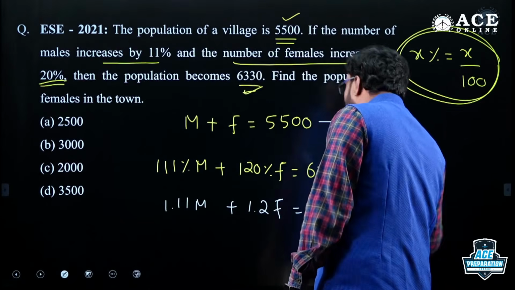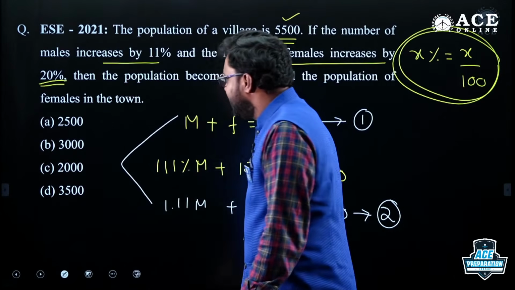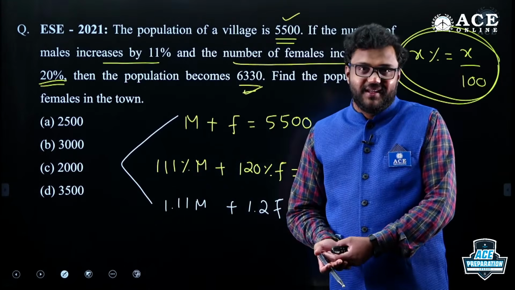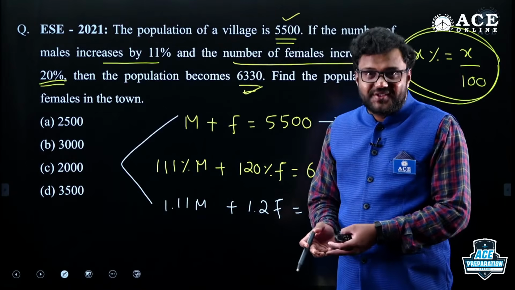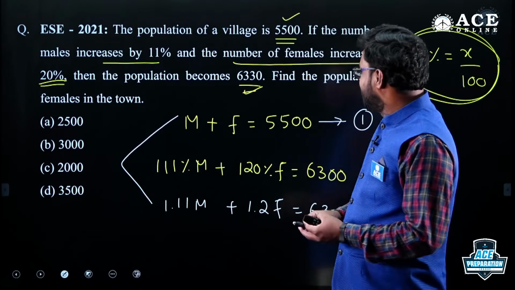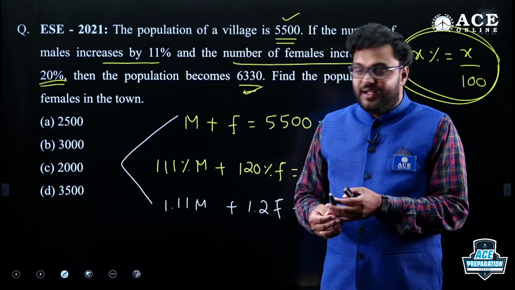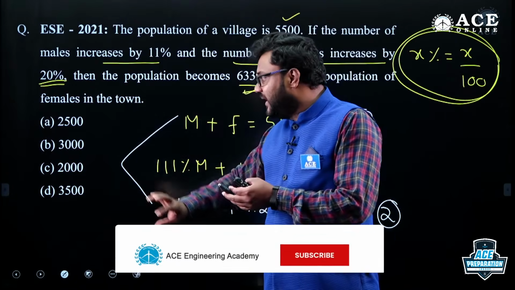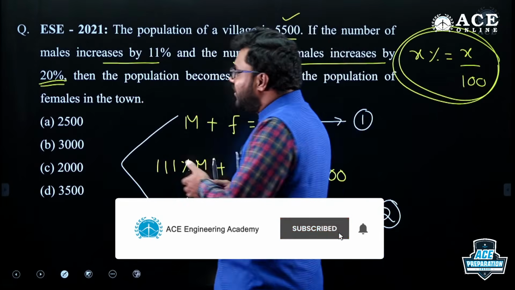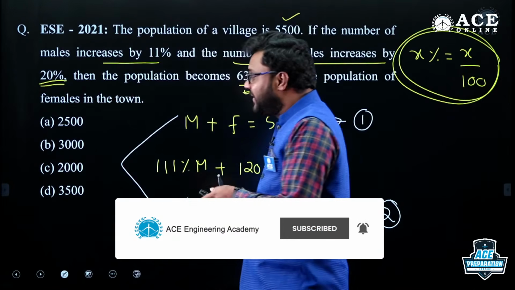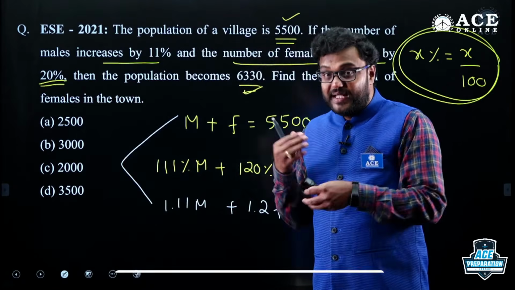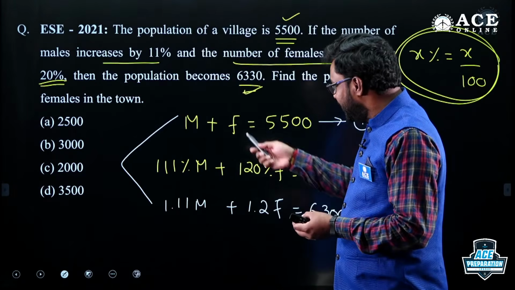You can handle both the equations, or else in ESA prelims you have options. You can do option verification. What they're asking is how many females are there. You can take one among the options and just check it out. For 2,500 itself, we are not getting the answer, which means 2,000 also we don't get. You can do option verification here.